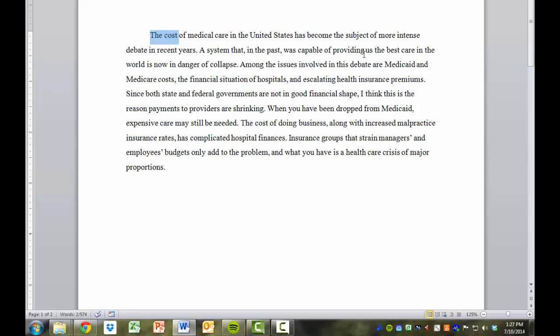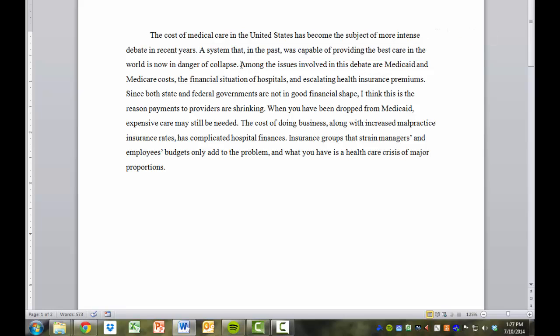However, in the second sentence, the writer slips in us in the phrase, providing us the best care. The writer should simply omit the pronoun here altogether and be left with the phrase, a system that, in the past, was capable of providing the best care in the world.